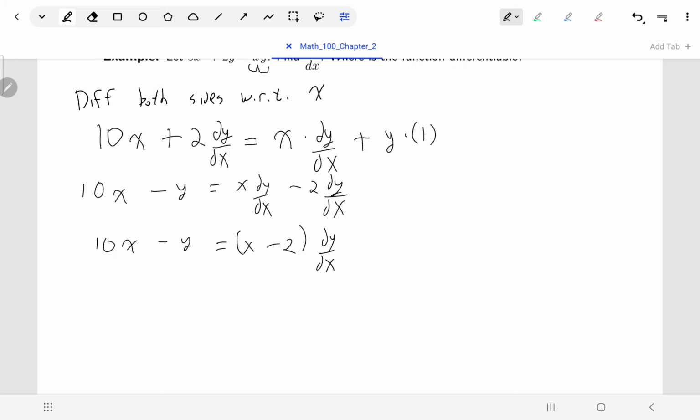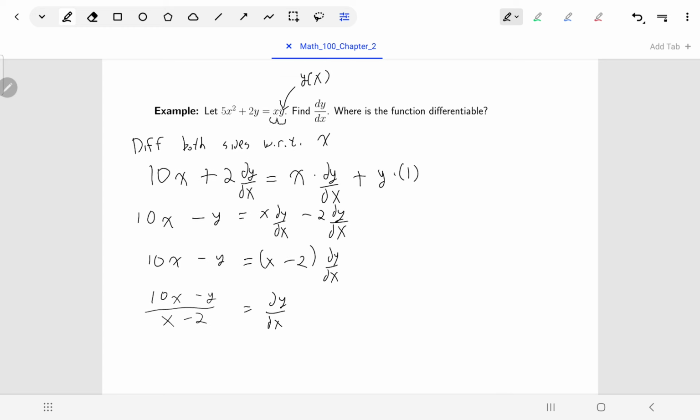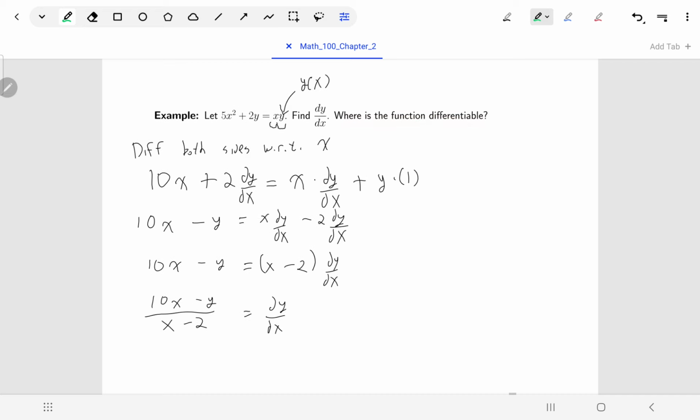And I can go ahead and solve for dy dx by dividing both sides by x minus 2. Okay, so we found our derivative. I have about 2 or 3 little things to say about this. So one of them is first addressing the question itself. It asked us to find the derivative and then also talk about where this function is differentiable.